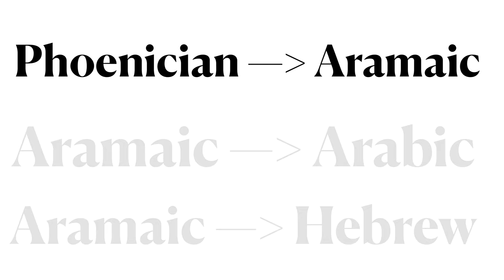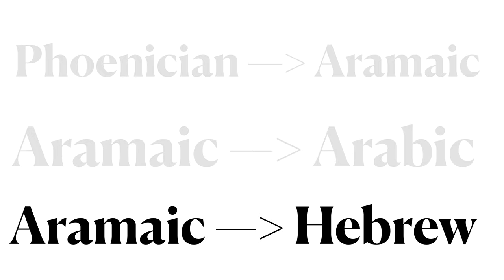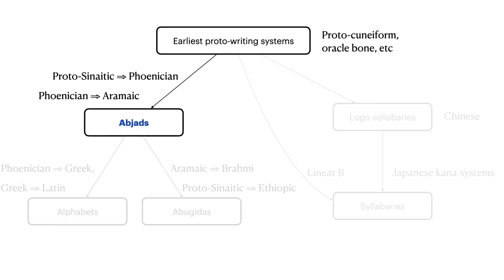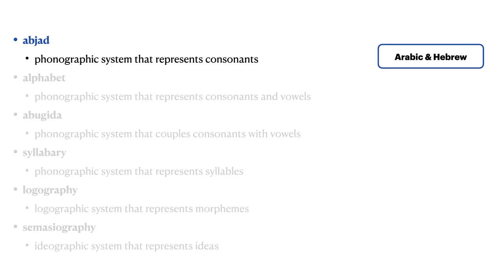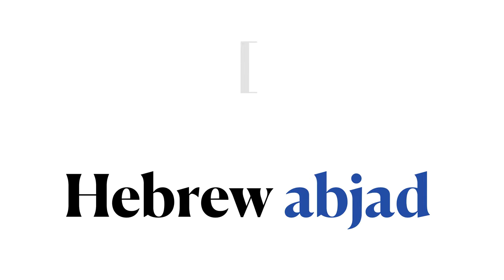From the ancient Egyptian writing system, eventually came the Phoenician writing system. From Phoenician, later came the Aramaic writing system. And from the Aramaic writing system came Arabic and, separately, Hebrew. These writing systems came from Phoenician and then from Aramaic and are all abjads. Arabic and Hebrew are abjads. These are writing systems that are phonographic and represent consonants. So we have the Arabic abjad and the Hebrew abjad.